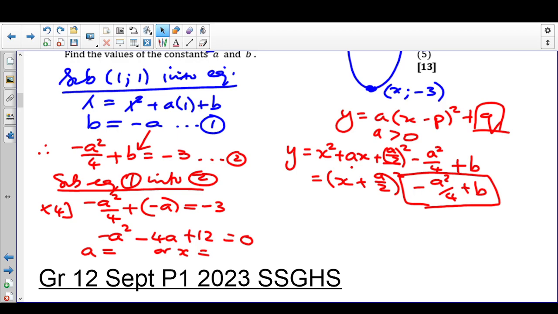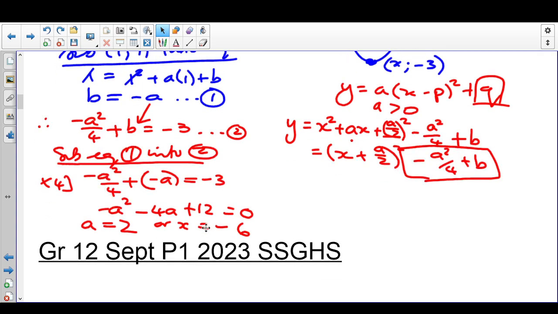We'll use the calculator. So if a is negative 1, so negative 4 and 12, of course. But a is equal to 2, or a is equal to negative 6. Okay. But of course, your b value. So b is equal to negative a.